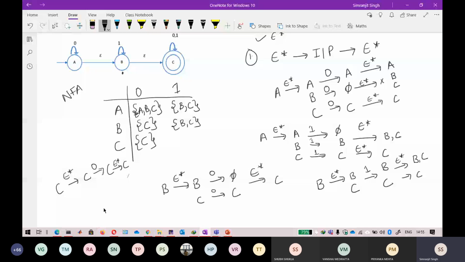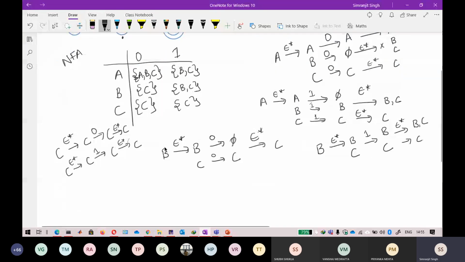Okay, so in the same way, go for the same steps. Epsilon closure of C is C. After that, on the input of 1, it is staying at C. So take the epsilon closure of C, which is C itself. Okay, so your transition table looks like this. Again, do not worry about that. That is the table of the NFA.